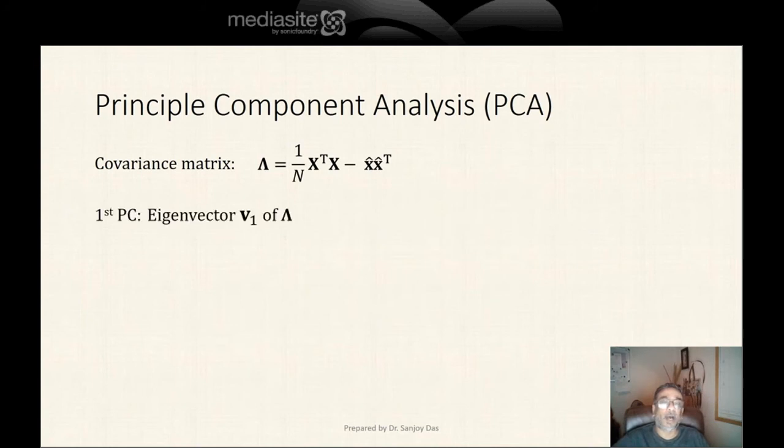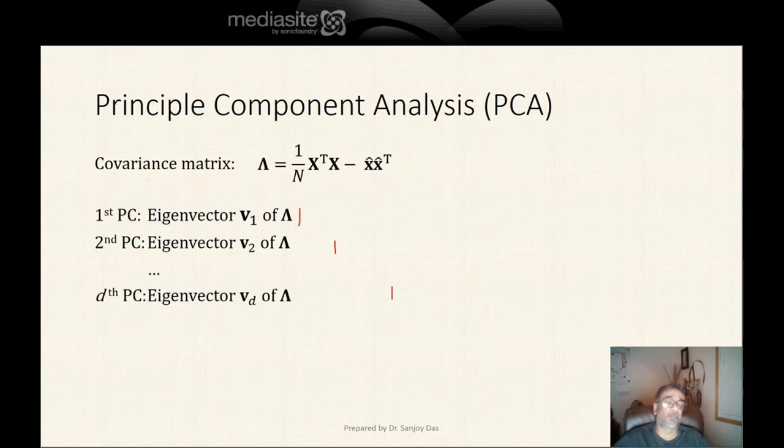So a pattern emerges. The first principal component is nothing but the first eigenvector V1 of the covariance matrix lambda. The second principal component is V2, the second eigenvector of lambda, and so on. The dth principal component is the dth eigenvector of lambda.